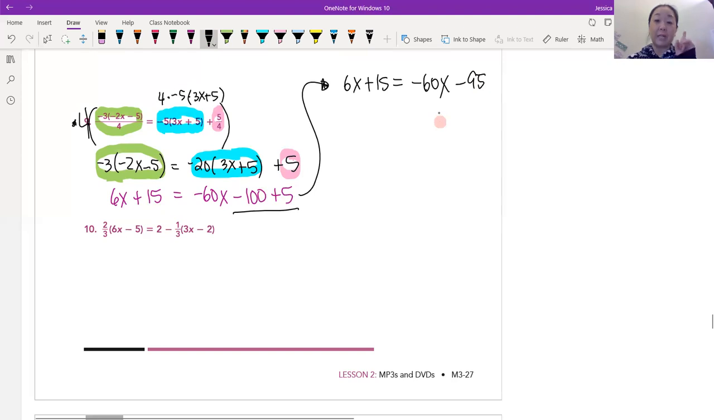Now, remember what I said, we're going to get the x's together. So I noticed that I could either subtract 6x on both sides, but then I deal with negatives, right? So instead, I'm going to just add 60x on both sides so that everything's positive, at least for the x's. Got to keep things positive with the x's. All right, so then here 6x plus 60x is going to be 66x, right? Plus 15 is equal to, okay, remember, cancels out, so -95.